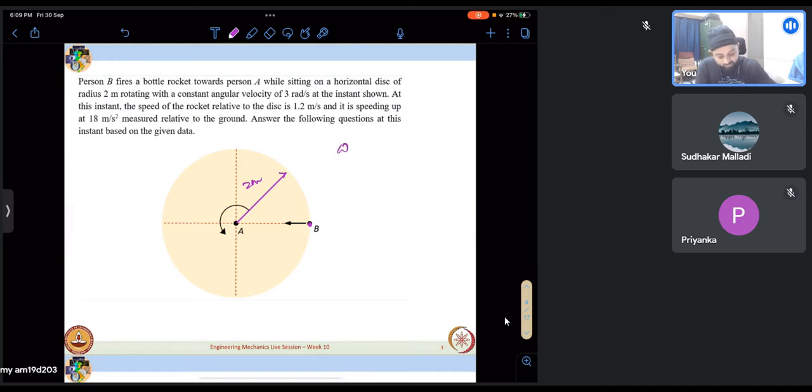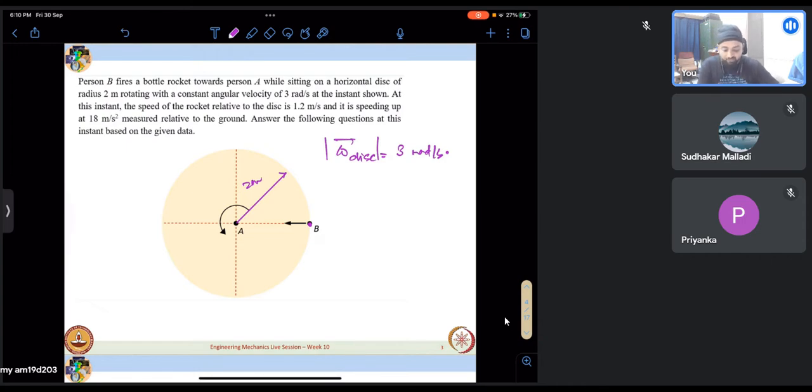So omega of the disk is clockwise. It is 3 radians per second. I'm sorry, that is the magnitude. At the instant shown.